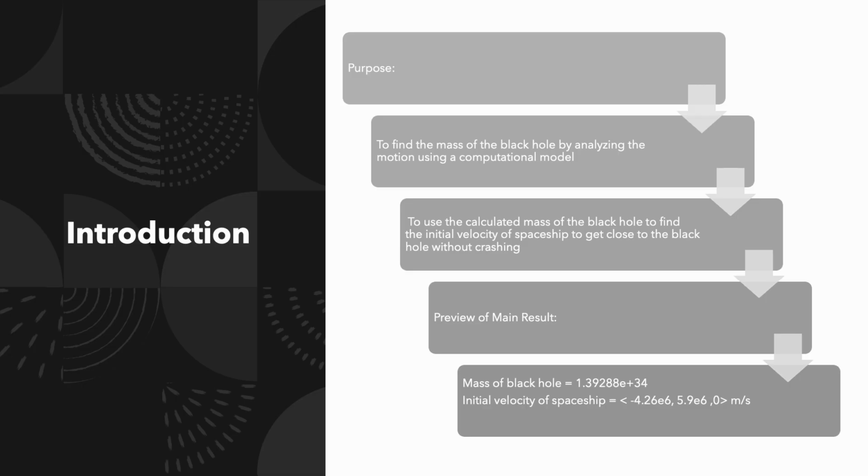The purpose of this video is to find the mass of the black hole using a computational model and to use the calculated mass of the black hole to find the initial velocity of the spaceship. So the preview is the mass of the black hole is 1.39 e34 kg, and the initial velocity is negative 4.26 e6, 5.9 e6, 0.